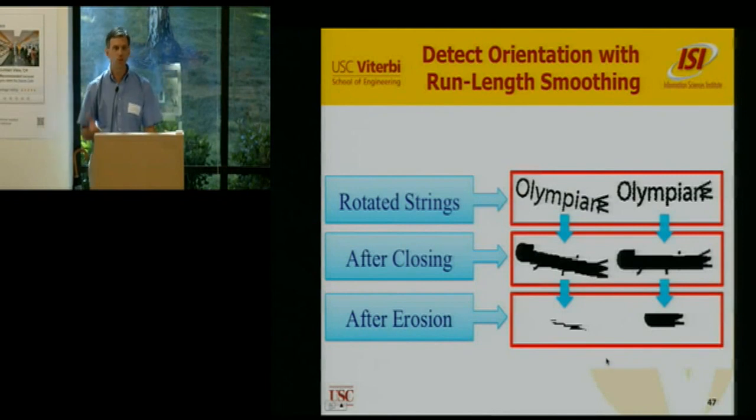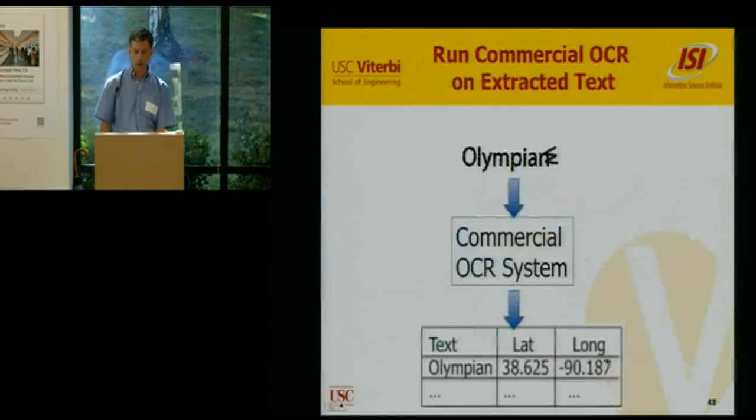So we can essentially use this to determine the exact orientation of the string. Once we do that, we take the correct orientation, then we can run it through a commercial OCR system, which will then do the recognition. And a string like this, it has no problem recognizing this as Olympian. It'll generate the text string, and because we've done the registration of the map with the imagery or the vector data, we also know the precise lat-long coordinates of the actual string, so we can get not just the text string, but also its location.